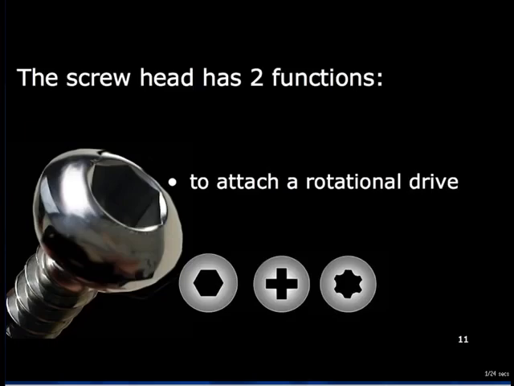The screw head has two functions. One is to permit the attachment of a driver in order to produce the necessary rotation. This is achieved either by slotting the head, as in wood screws but no longer in surgery, or by producing a shaped recess. This is usually hexagonal, but may be a crosscut or a star shape.